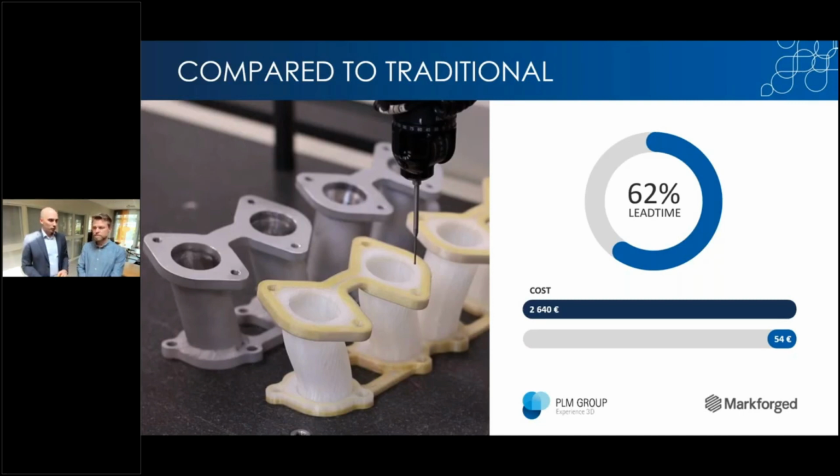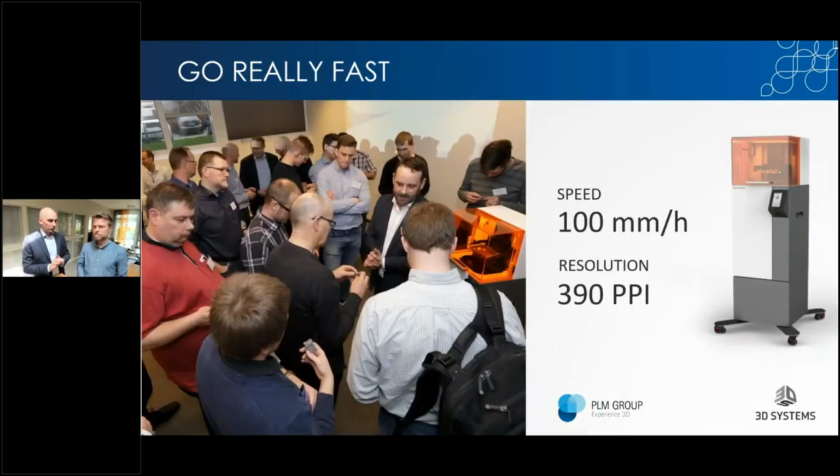Speed is also important, of course. So this is one of the latest machines from 3D Systems called the Figure 4. What's unique about this is the printing speed. It is printed from a liquid, and it can print 100 millimeters per hour. And on top of that, it has a really super high resolution.